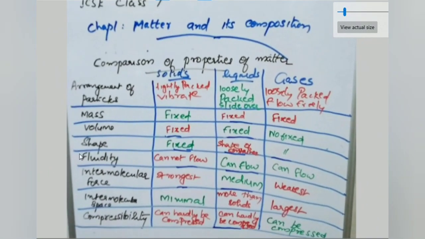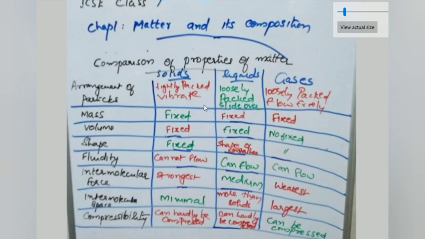Then about the shape. A solid has a fixed shape. A liquid will take the shape of the container, and gases have no fixed shape. Talking about fluidity, solids cannot flow because they are rigidly packed, so they are not able to flow. Liquids can flow, and gases can also flow.